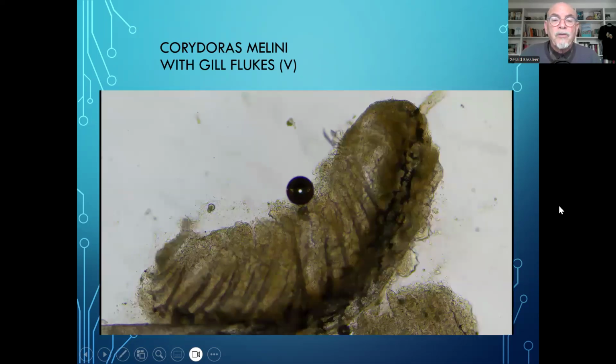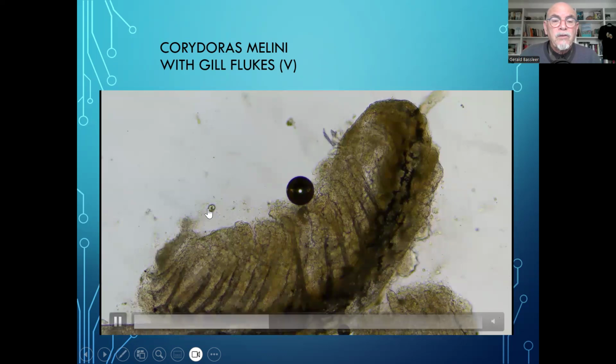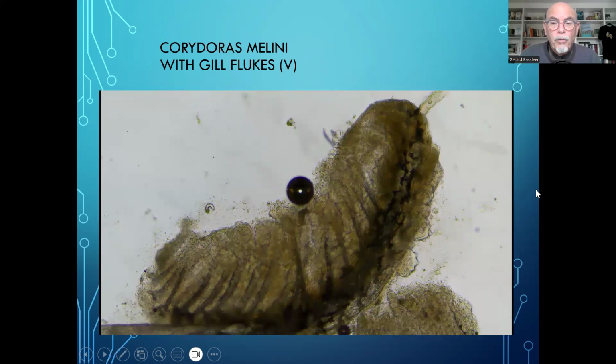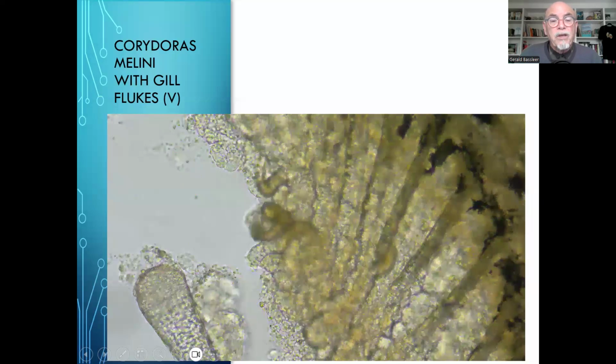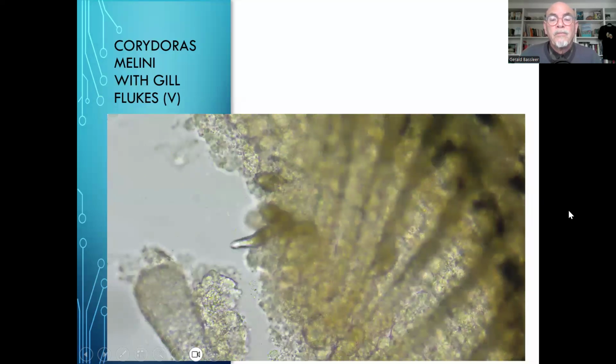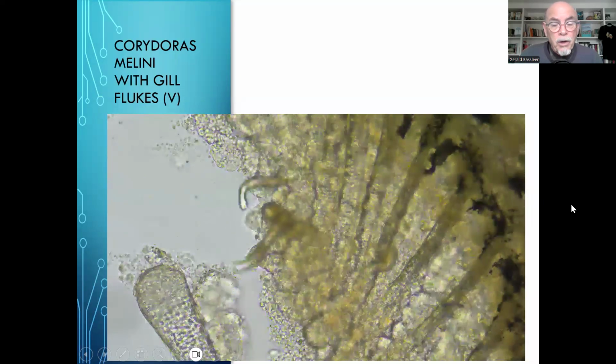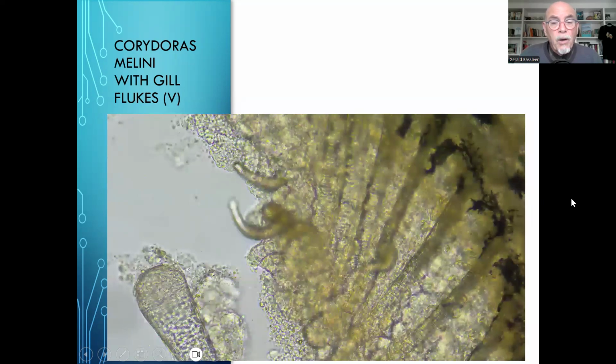Here on another part of the gill, you can see more flukes that are affecting the health of the fish. Another part of the gill, more flukes. So there were quite some gill flukes on this wild Corydora.